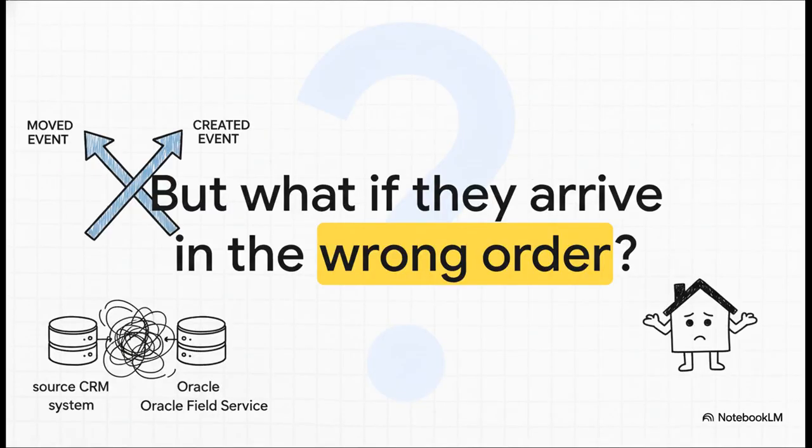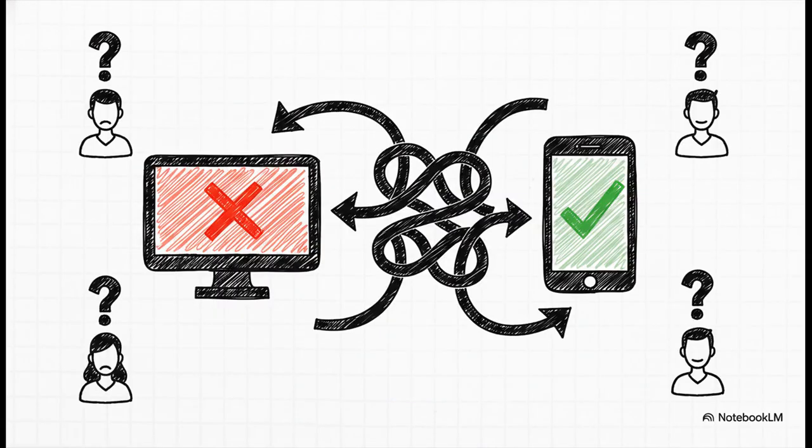So here is the million-dollar question. Thanks to network lag or random processing delays, what happens if your main CRM system gets the moved event before it gets the created event? How in the world can you move an activity that, according to your system, doesn't even exist yet? The result is a total mess. You get corrupted data, your systems are completely out of sync with each other, and you cause massive confusion for your dispatchers and your customers who are looking at bad information.